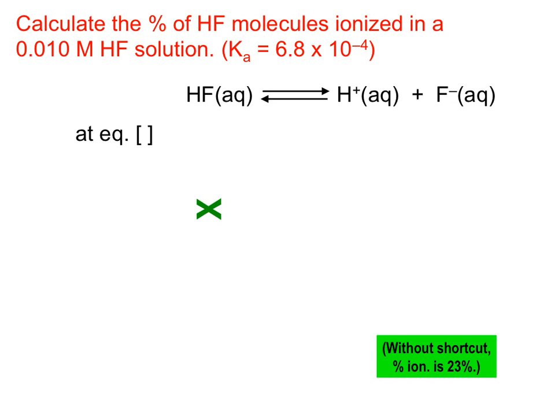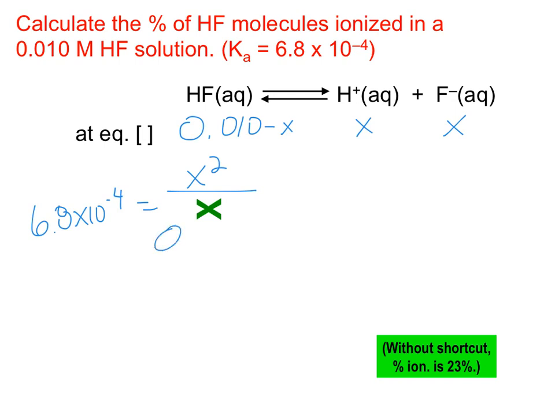So let's calculate the percent of HF molecules ionized in a 0.01 molar solution of hydrofluoric acid. All right, so now we're going to get a little bit quicker on this. So we have 0.010 minus X, X and X. So I have 6.8 times 10 to the negative 4th equals X squared over 0.010 minus X. This is the X we're going to eliminate.